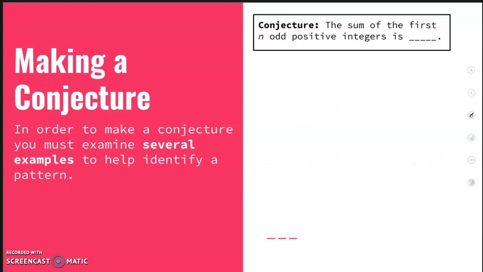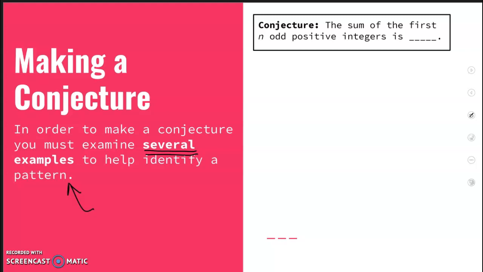Let's take a look at this. Making a conjecture. In order to make a conjecture, you must examine several examples. These examples are going to help you identify a pattern. Then once you know a pattern, you can write out a conjecture. So as you see on the screen, the conjecture we're looking at says that the sum of the first n positive integers is blank. Right now, this might be hard to think through, but that's why looking at several examples is going to help us fill in the blank.